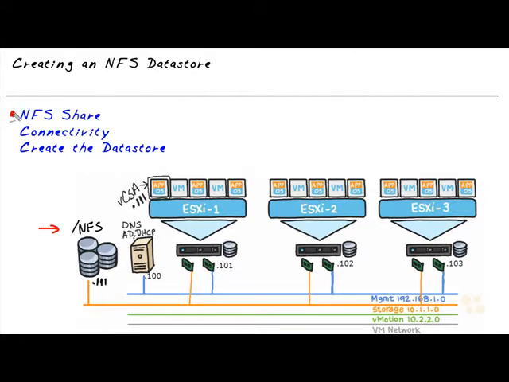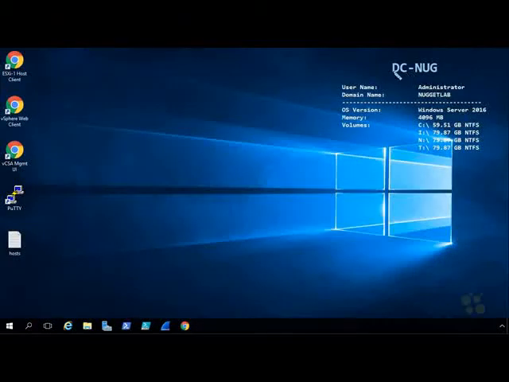So we've got the NFS share in place. We've got the connectivity already in place. So our last step is to create a new datastore. And this time, select NFS as the option and create a new datastore from the resources that are available on the network.